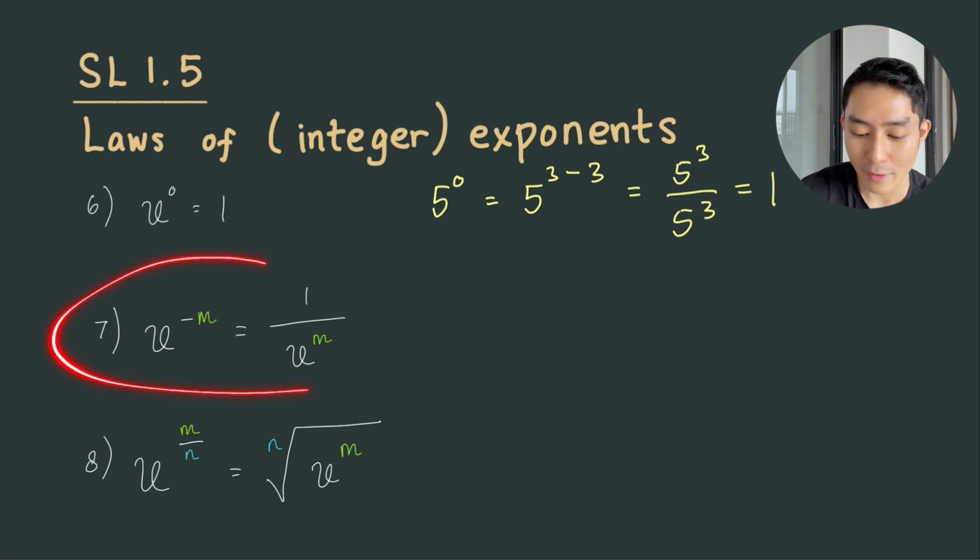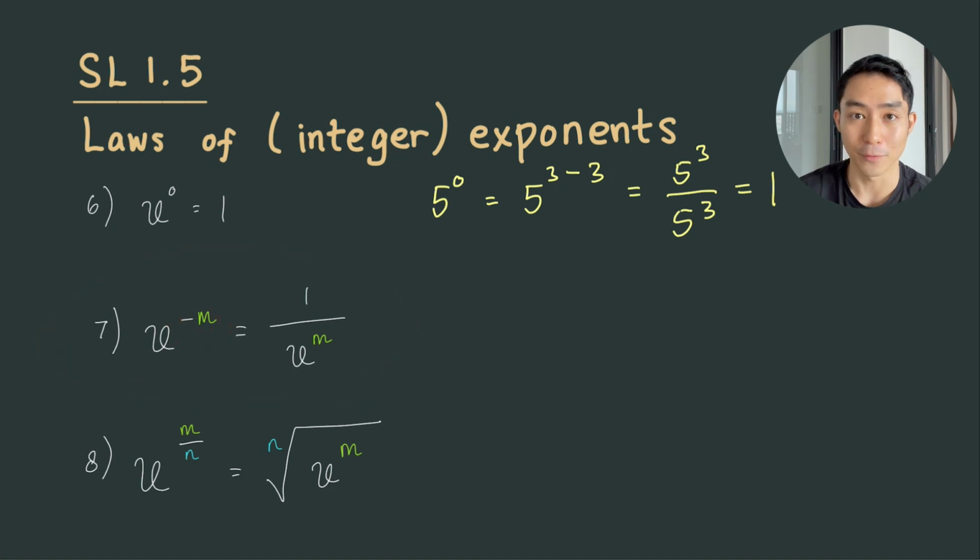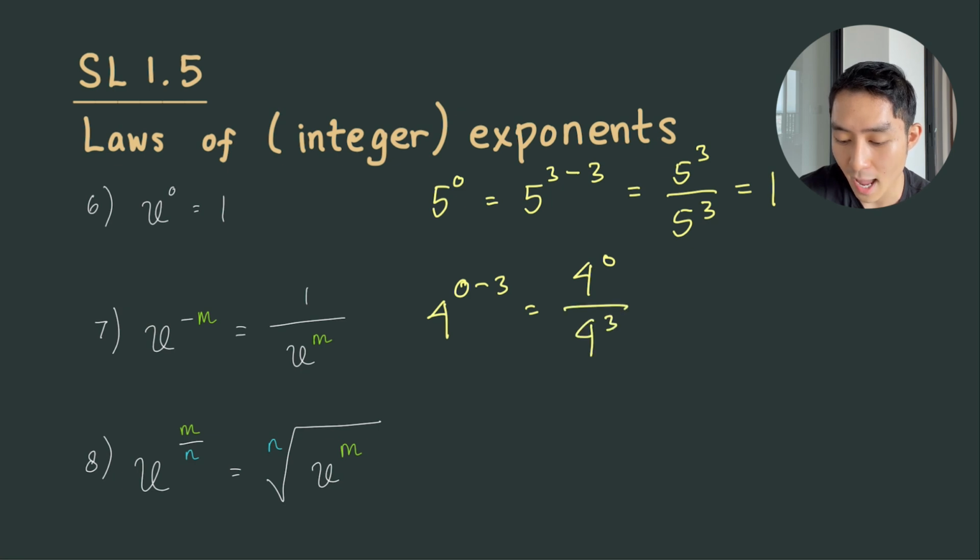On the 7th, we have negative exponent rule, in which we get that using the quotient power rule. So let's say if we pick 4 power 0 minus 3, it means that we have 4 power 0 over 4 power 3. And from the previous one, we know that 4 power 0 is 1, so it is 1 over 4 power 3. The 8th one is fractional exponent rule.